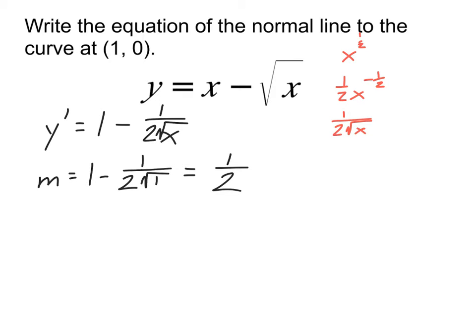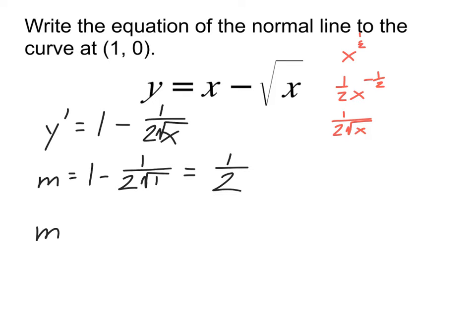Now that's the slope, remember, of the tangent line. And remembering always what you just found is going to be critical in this process, because that's the slope of the tangent line. But then what's the slope of the normal line? Well, it has to be opposite reciprocal, right?